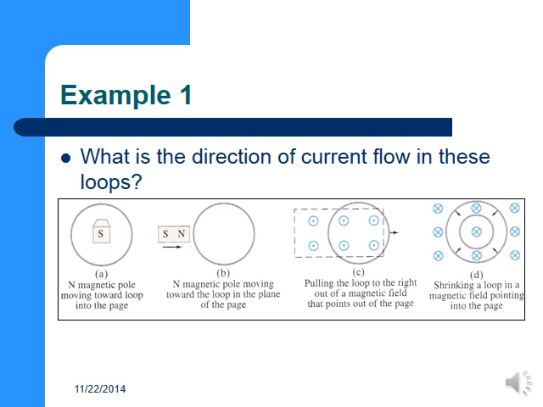So here's example 1. Let's talk about what is the direction of current flow induced in these loops. Part A shows a magnet being brought into the page through this circular area. So what we're doing is we're increasing magnetic flux into the page. Therefore, an induced current will oppose that by decreasing magnetic flux into the page. How do we do that? By increasing magnetic flux out of the page. So using a counterclockwise current will give us a magnetic flux out of the page. So this is going to be an induced counterclockwise current.